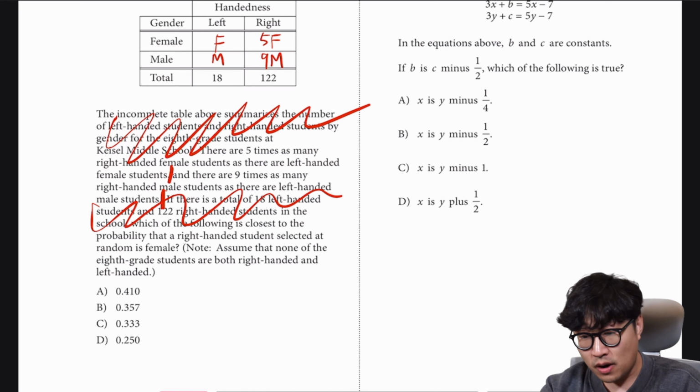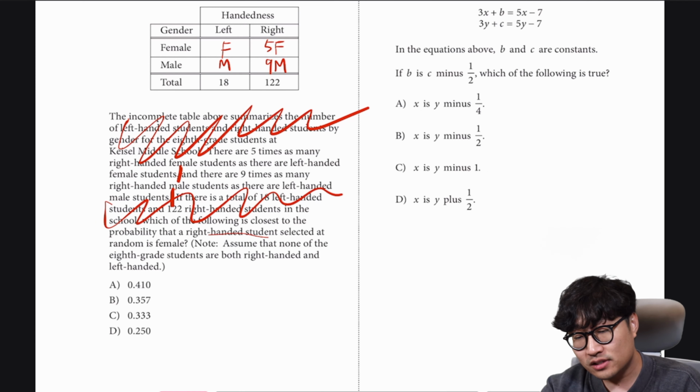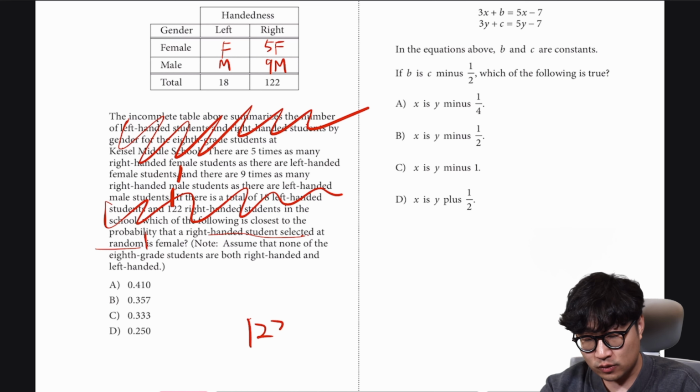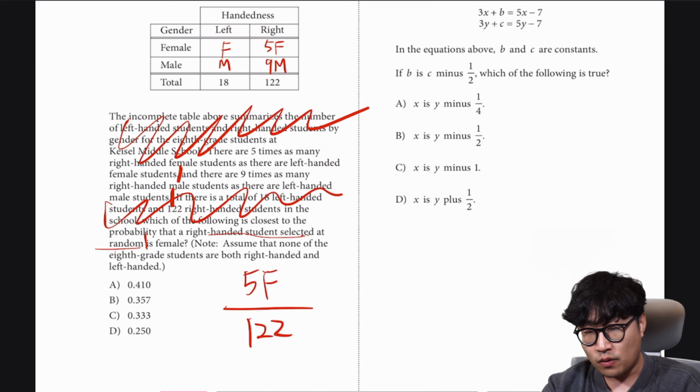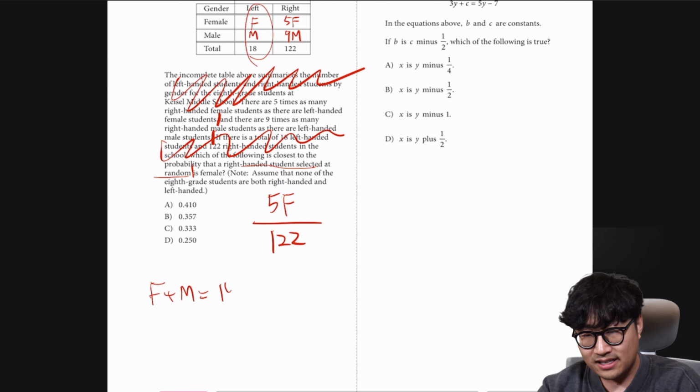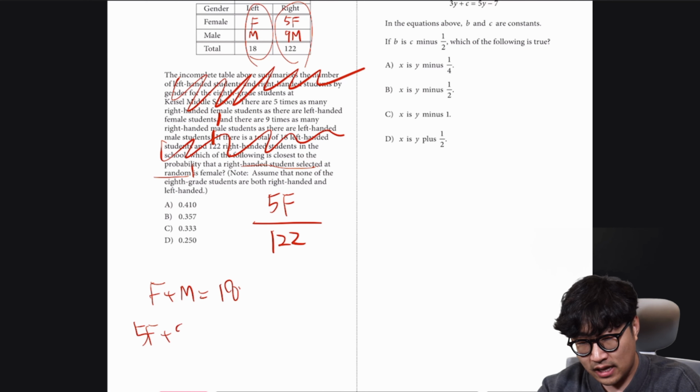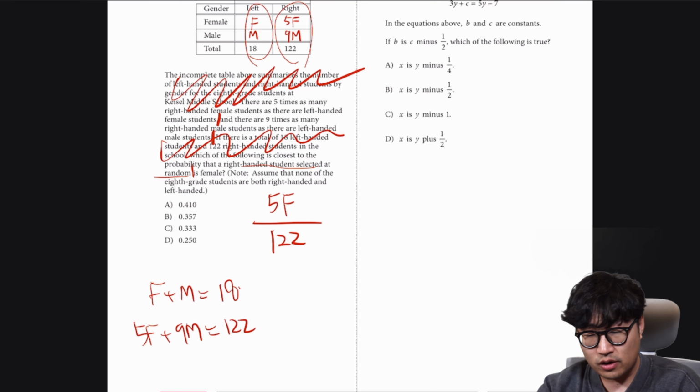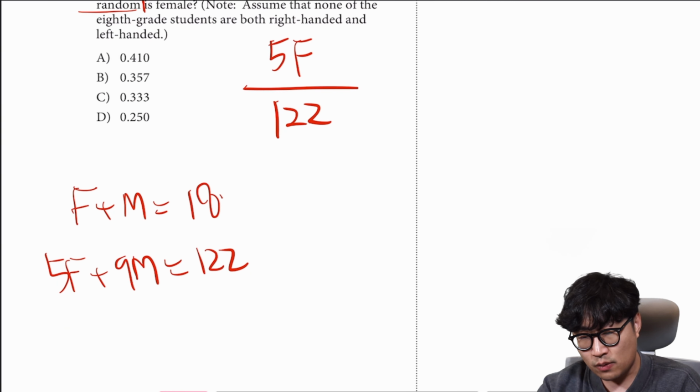Which of the following is close to the probability that a right-handed student selected at random? Stop. So we're only picking from the right hand, which is out of 122, are going to be female. So 5F is what we're trying to solve for. Okay, this is simple systems of equations. You can grab that and say F plus M is equal to 18. And then 5F plus 9M is equal to 122. And all you have to do is solve for, in this case, I want the F.